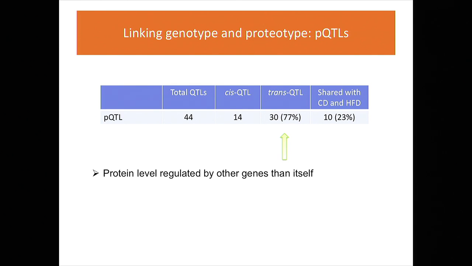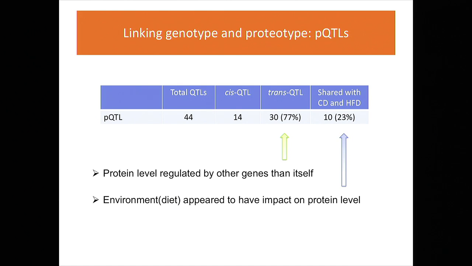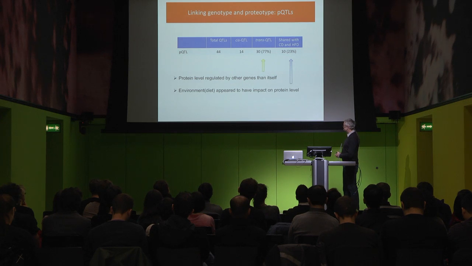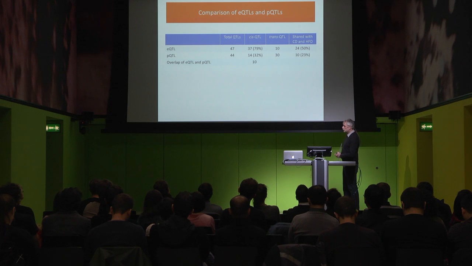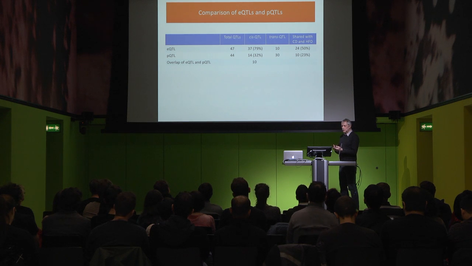And some regulate themselves, and others regulate some other gene or the abundance of some other protein than the one coded for by the particular locus. So these are referred to as trans QTLs. And some of these QTLs are food dependent. Now we can also ask, what is the relationship between these QTLs that are detected at the protein level and the transcript level?